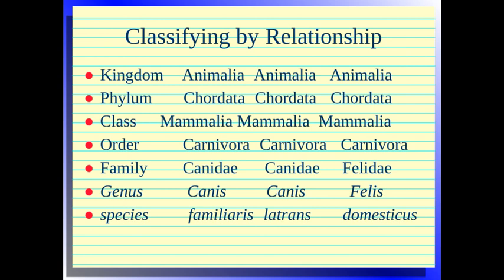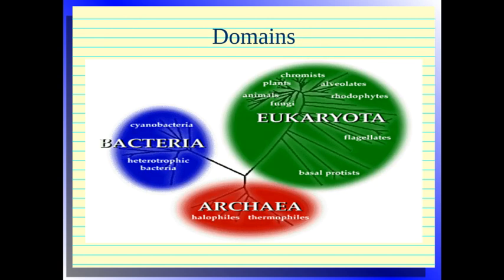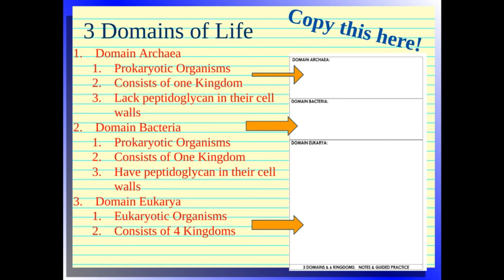Below could be different. So today we're going to talk about the 3 different domains that we use for identification purposes. We have bacteria, archaea, and eukaryota. The domain archaea are prokaryotic organisms. They consist of one kingdom, the archaea bacteria kingdom, and they lack the peptidoglycan in their cell walls.